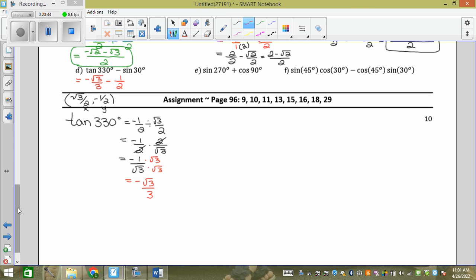I'll let you leave it at that for now. But I'll show you what we would do. You'd have to multiply this by 2 and multiply this by 3 to get common denominators. So we get negative 2 root 3 over 6 minus 3 over 6, which is actually negative 2 root 3 minus 3 all over 6.